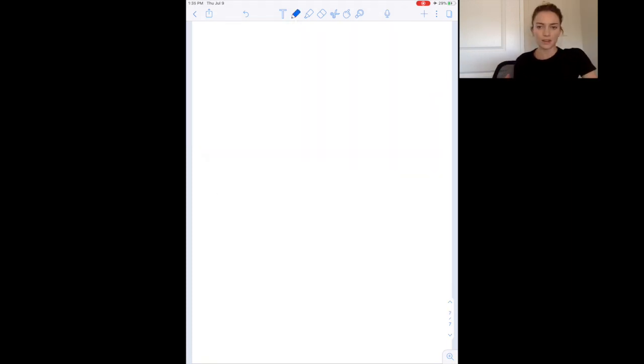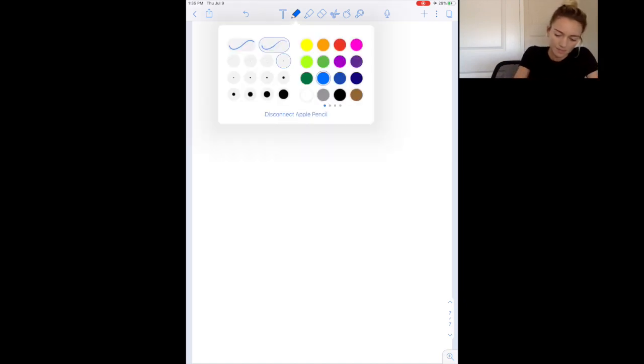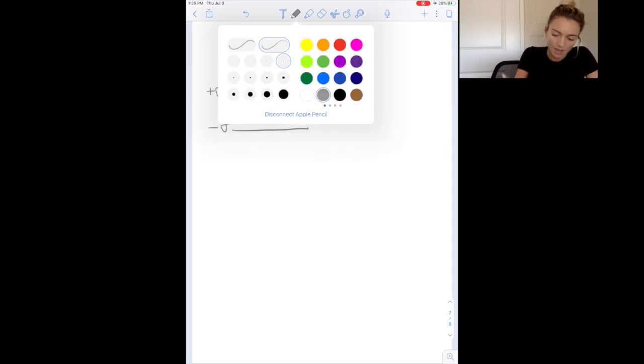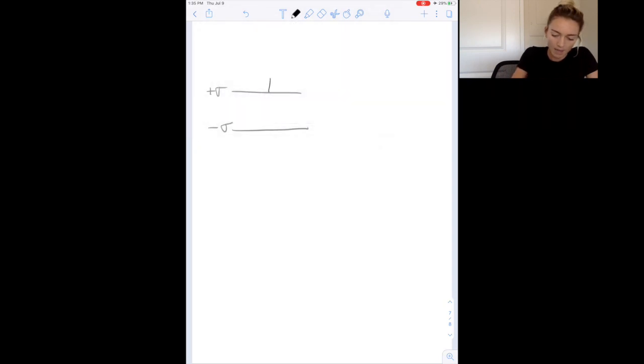Okay, and then just one more thing I want to go over quickly is about capacitors and batteries. So if I have a capacitor, and let's say I have positive sigma on one plate and negative sigma on the other plate, and I connect a battery to it. So my battery is here.